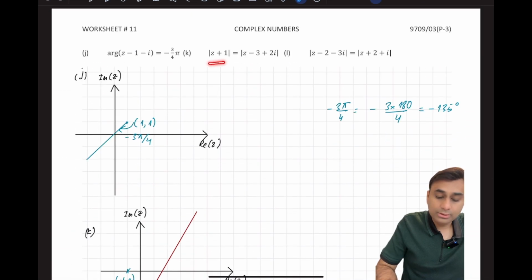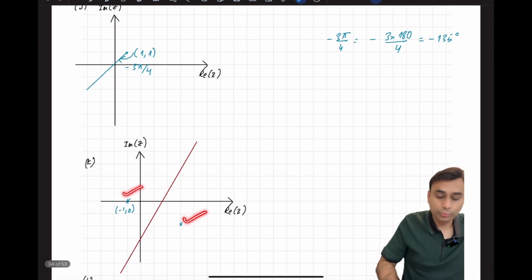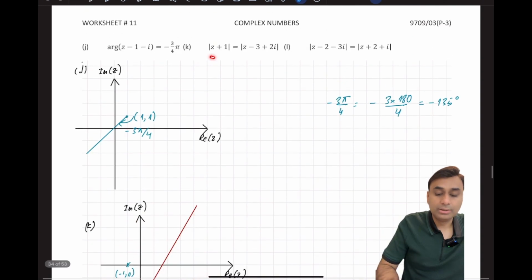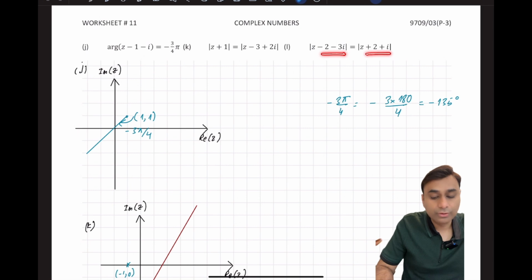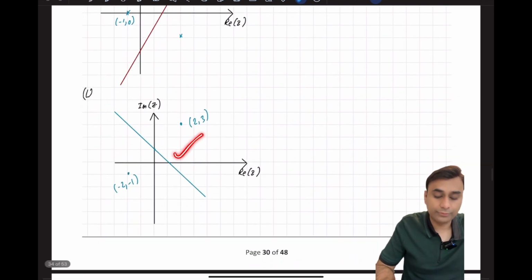If you have modulus on both sides, you equate this to 0 and this to 0, you will get 2 points, and once you get 2 points, you'll draw a perpendicular bisector that will satisfy this particular equation. Or you equate this and this to 0, you will get 2 points again, and then you draw a perpendicular bisector of those 2 points.